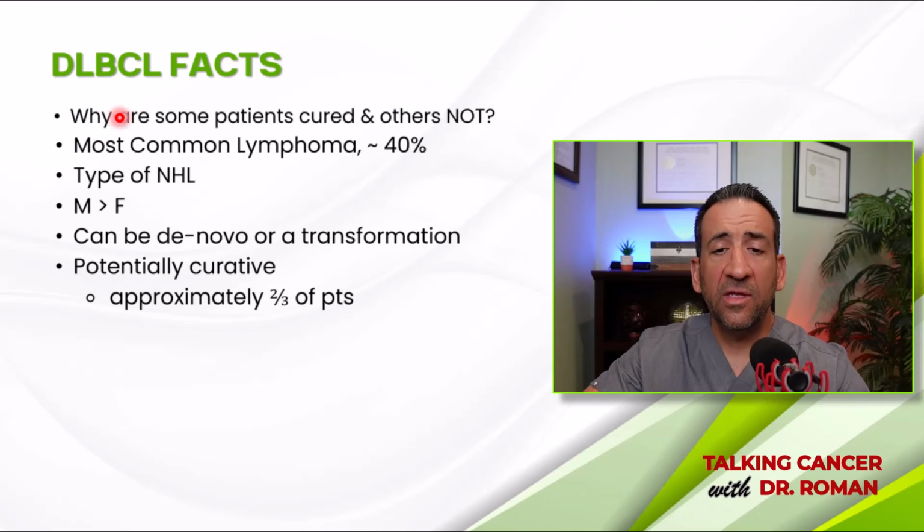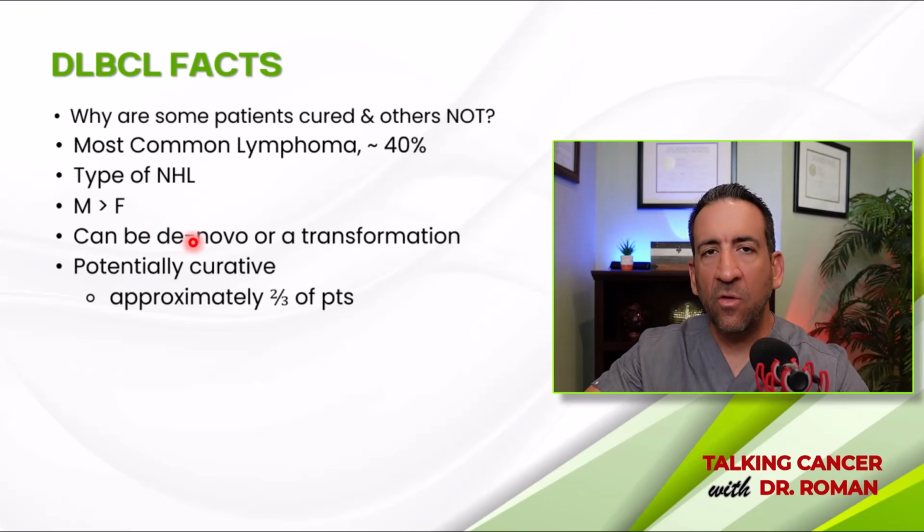All right, now let's move on to diffuse large B-cell lymphoma facts. These are things that I want you to understand about this specific lymphoma. First of all, why is it that some patients are cured and others are not? And as I've already alluded to before, we are going to discuss this in this video. This is the most common lymphoma in general. It constitutes about 40% of all lymphomas, and it is a type of non-Hodgkin's lymphoma. It's slightly more predominant in men compared to women. And this is important.